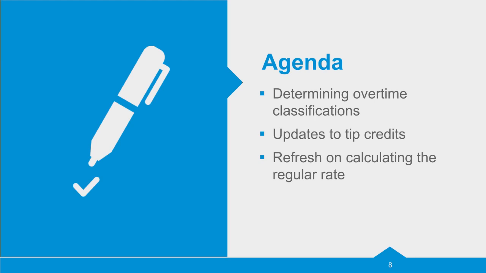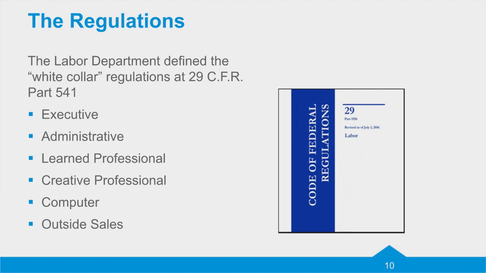And then we're going to round out the presentation with probably the topic that I get the most questions on and address on almost a daily basis, and that is calculating the regular rate and what compensation needs to go into the regular rate and what is truly a discretionary bonus. Is there really a discretionary bonus or not? So let's get started with overtime exemptions.